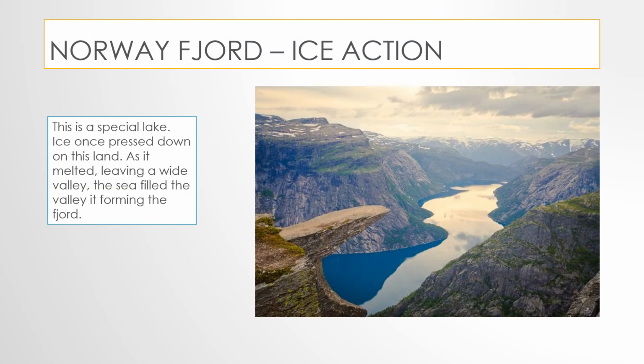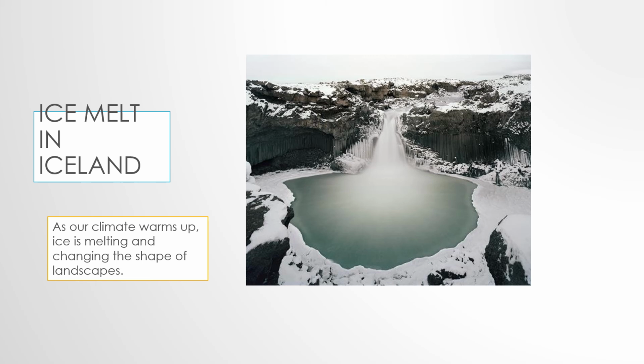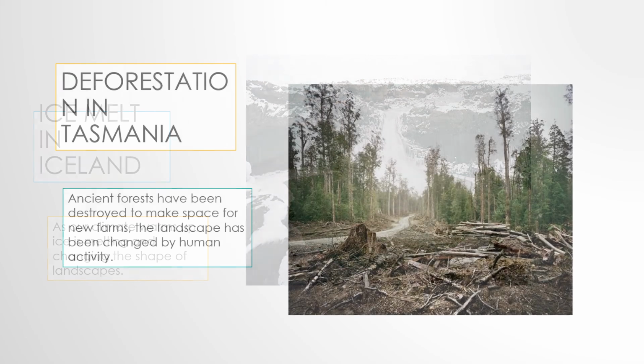A Norway fjord, ice action. This is a special lake. Ice once pressed down on this land. As it melted, leaving a wide valley, the sea filled the valley in, forming the fjord. This landform here is an ice melt in Iceland. As our climate warms up, ice is melting and changing the shape of the landscape.